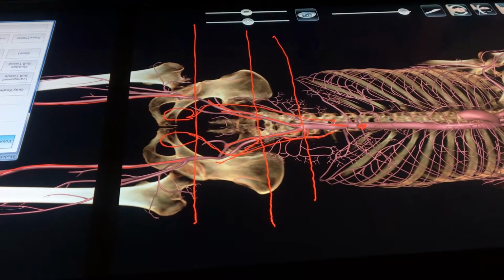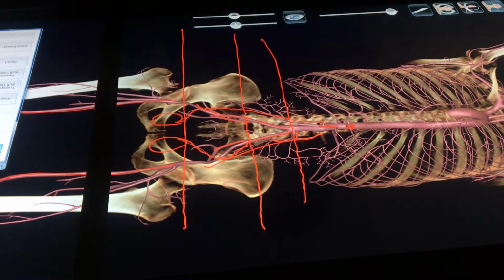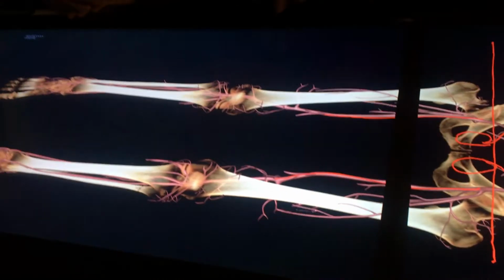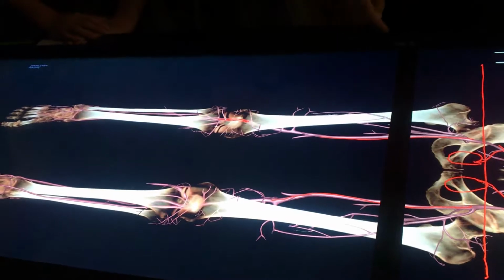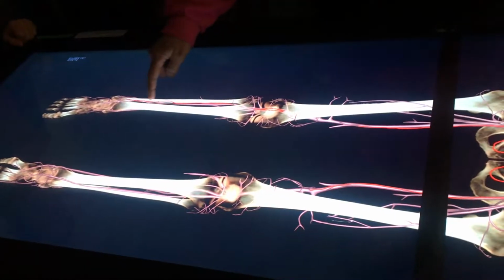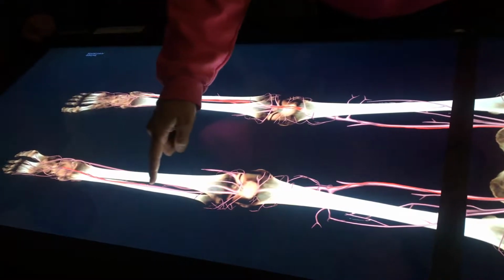I will give you some major landmark, and follow the branches there. Okay. If we come down here, back behind the knee, ghosted right there, that's our popliteal, right? We come out here. Which vessel is this? Anterior tibial.